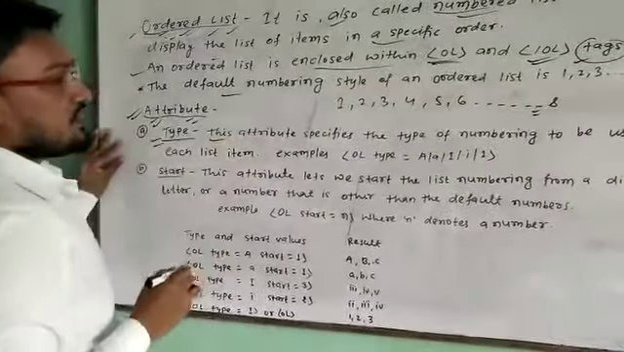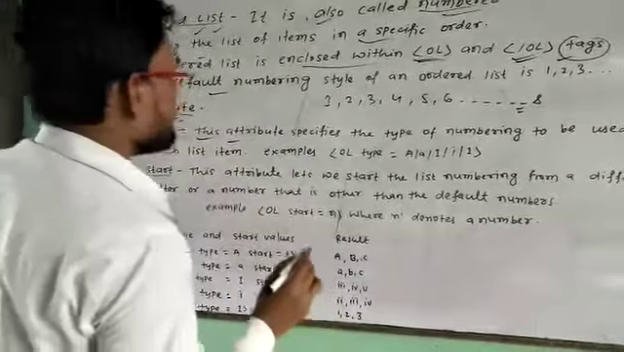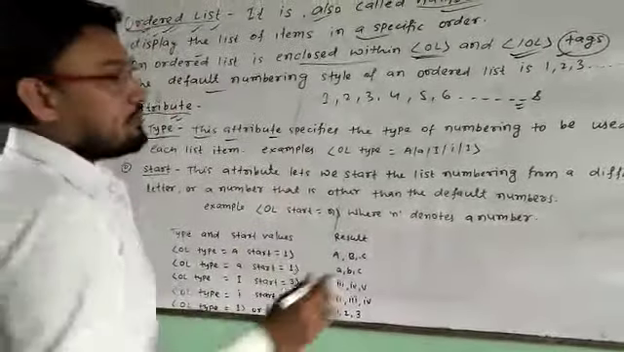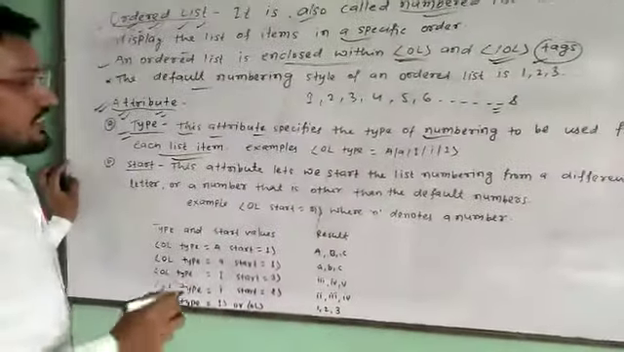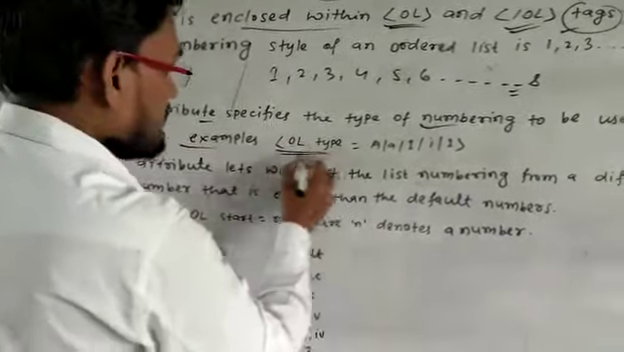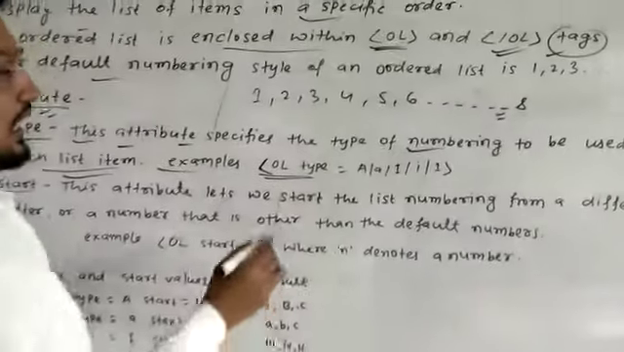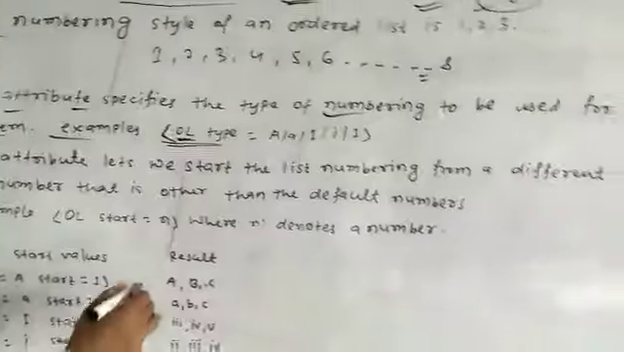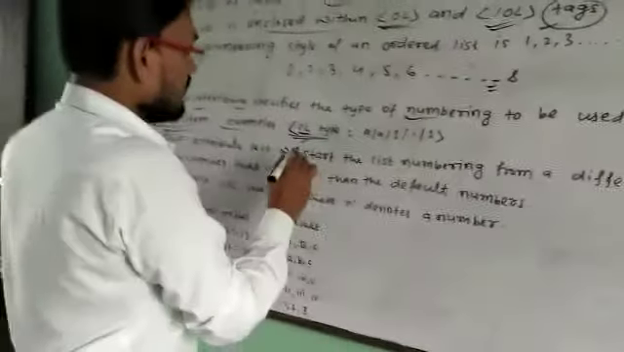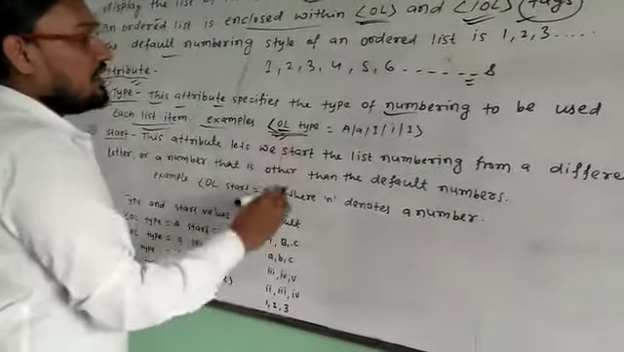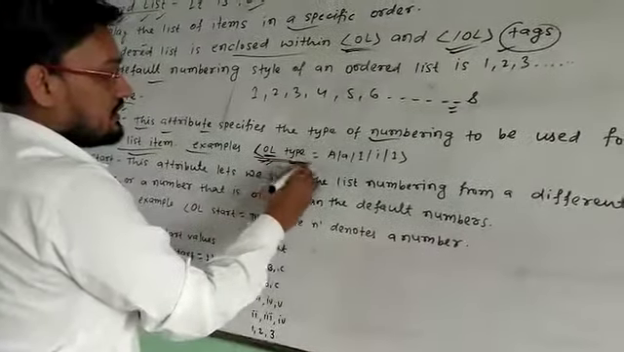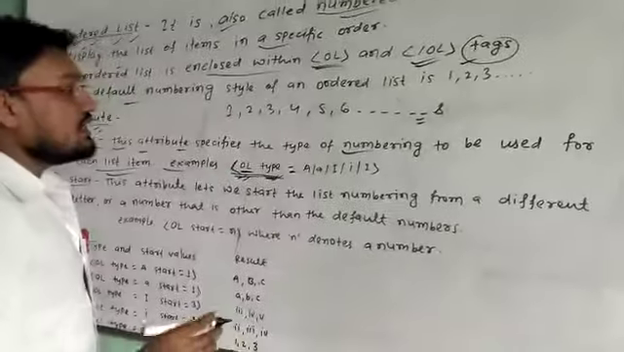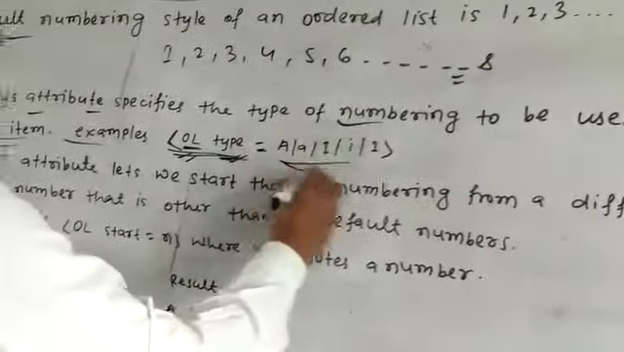The type attribute specifies the type of numbering to be used for each list item. For example, OL is the tag, and OL stands for ordered list, the short form of ordered list. We use OL with the type attribute, write type, and then mention the value we want.